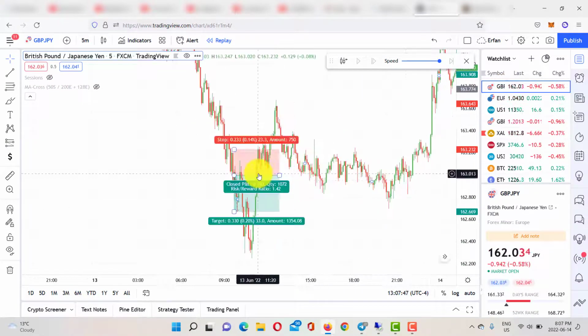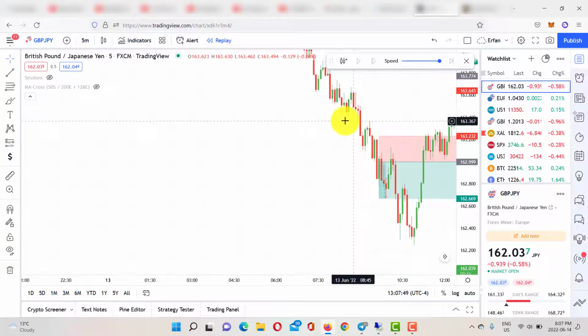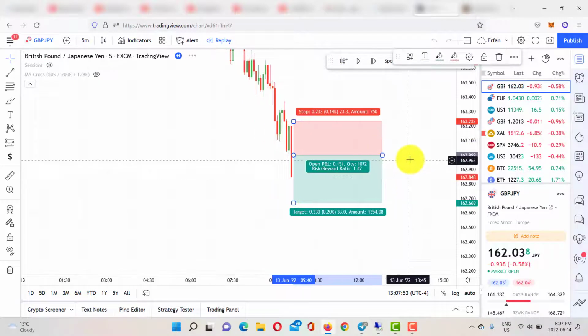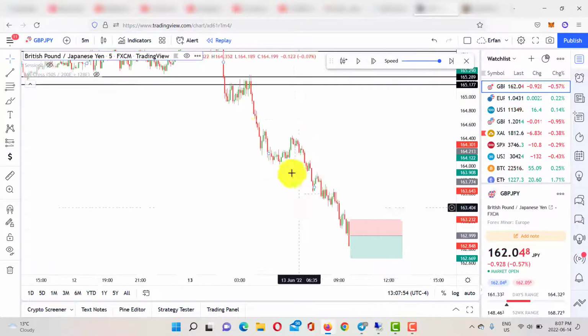This is a trade that happened on GBPJPY, and then I want to show you exactly what happened. This one was a really good one. Look at the trend, guys.